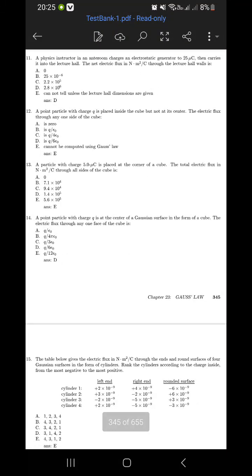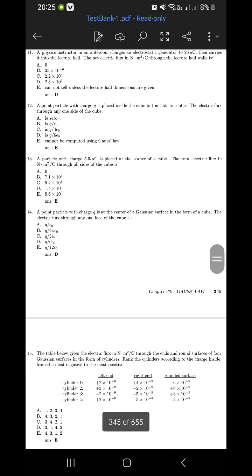A physics instructor in an anteroom charges an electrostatic generator to 25 microcoulombs, then carries it into a lecture hall. The net electric flux in newton meters squared per coulomb through the lecture hall walls is D, which is 2.8 times 10 to the power of 6.